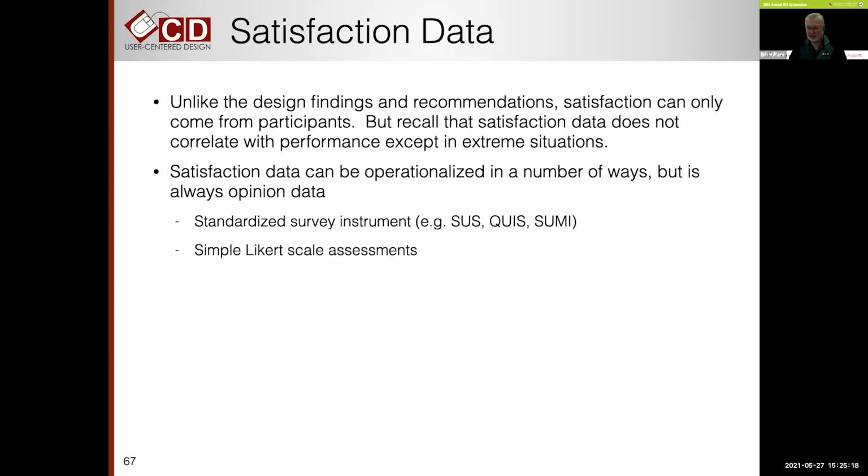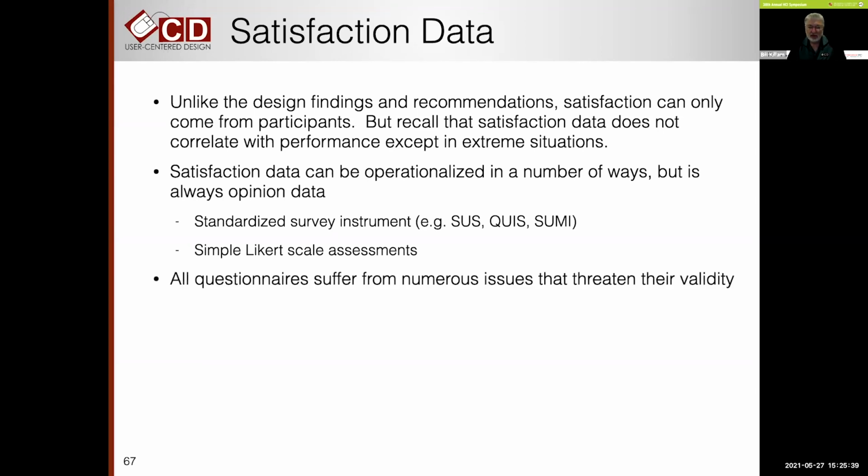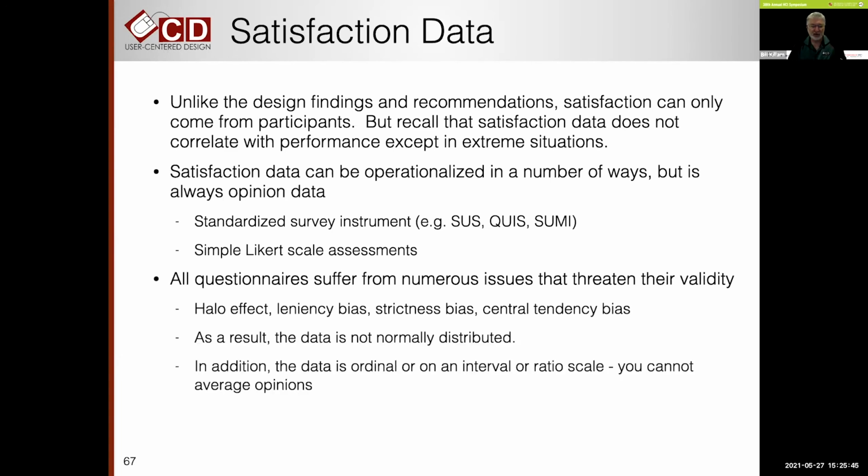If you want to use a standard instrument, you can get numbers out of these standard instruments. The SUS, one of the most common ways to do this, gives you a value between 1 and 100. But don't report the average and say the average of the SUS score was X, because it's opinions, and opinions aren't averageable. They're not an interval. The difference between my 4 and 5 is not the same as your difference between 4 and 5. My 4 is not your 4.